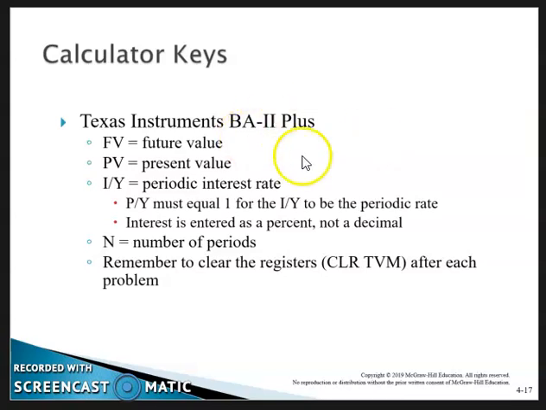The one thing to note, the BA2 Plus is acceptable for use on the CFI exam, and I use this. What I'm using is a simulator, or called an emulator, to operate the calculator on my screen. Most other calculators are pretty similar, but there may be differences.